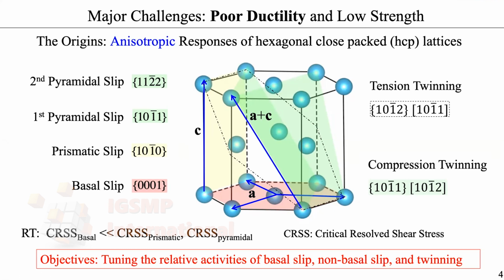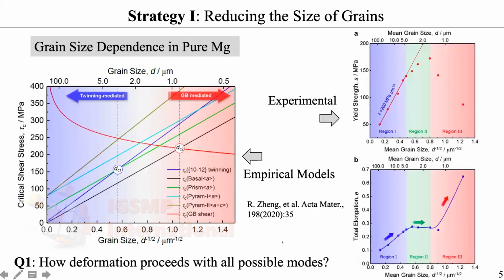So in a sense, because of the nature of the lattice structures, we have to deal with the so-called anisotropic mechanical response, and the goal is to tune the relative activities of all these different deformation modes. For example, basal slip, non-basal slip, and the twinnings. So what people can do, the first strategy, is just to reduce the grain size. This applies in both pure metals and also alloys.